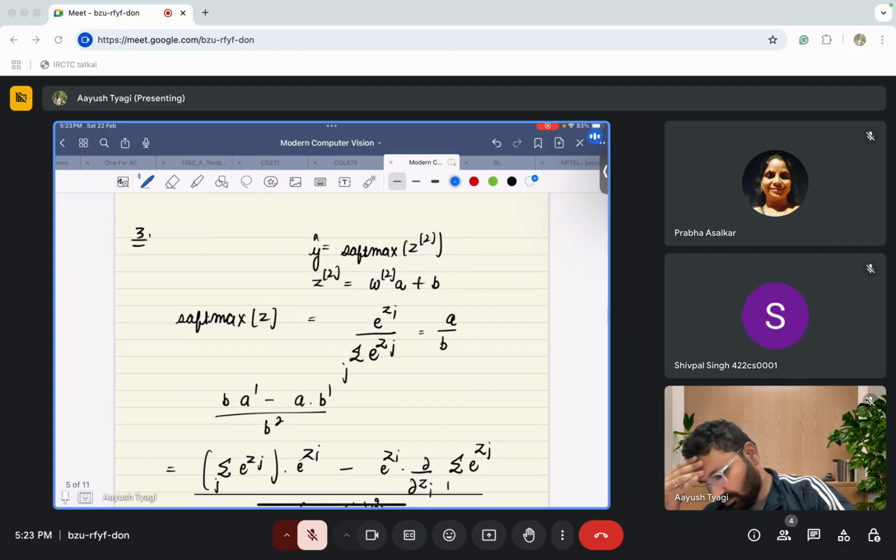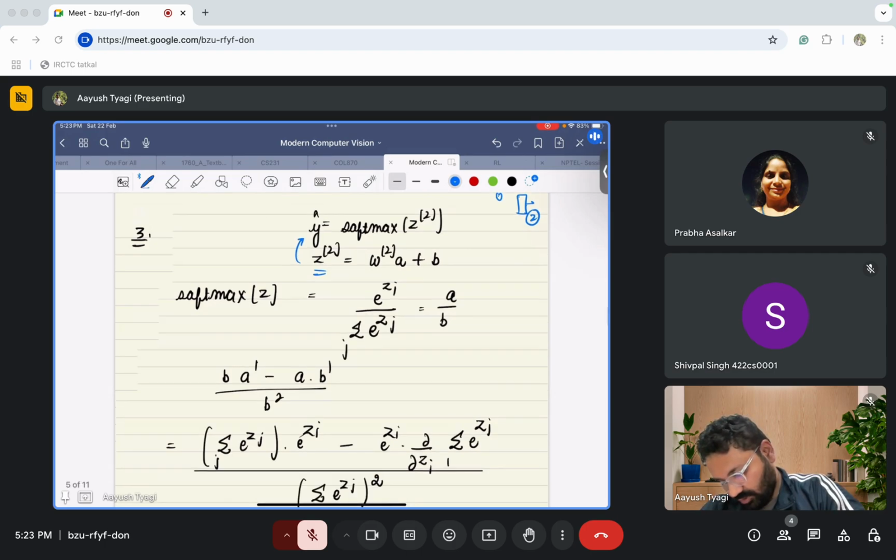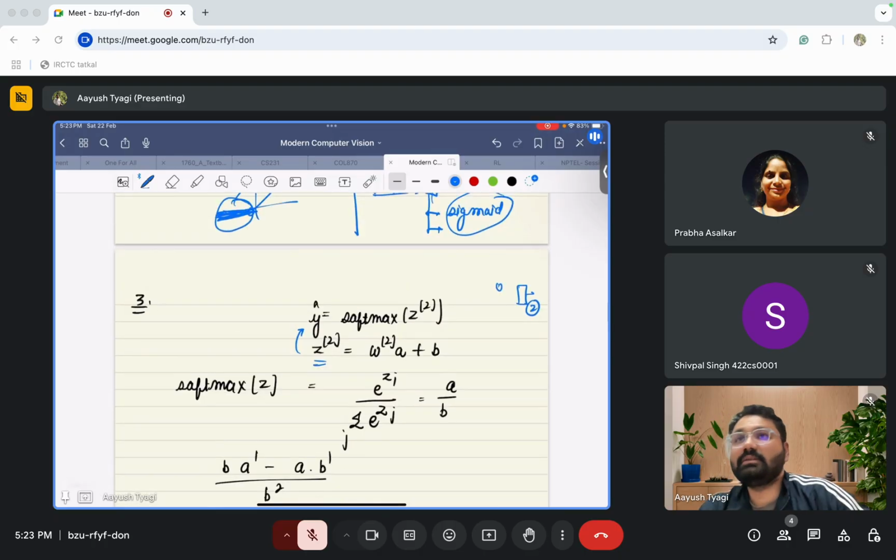Okay. So moving to the next question. You have a two-layer neural network. The output of the second layer is Z, which is being fed to a softmax layer, right? And what you want is the derivative of y with respect to z.